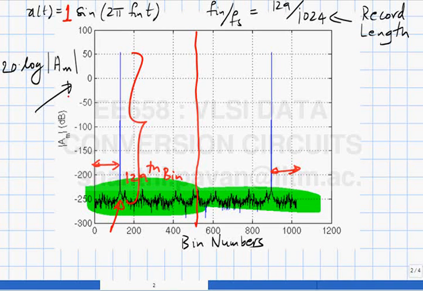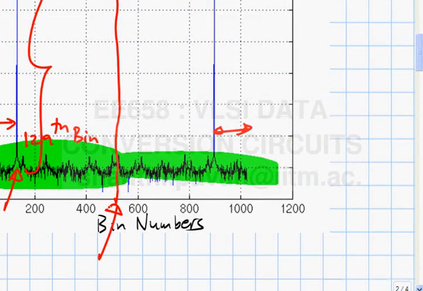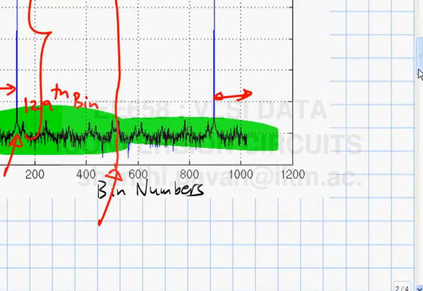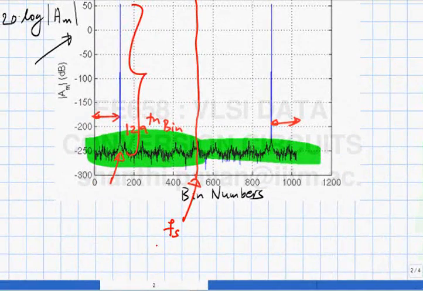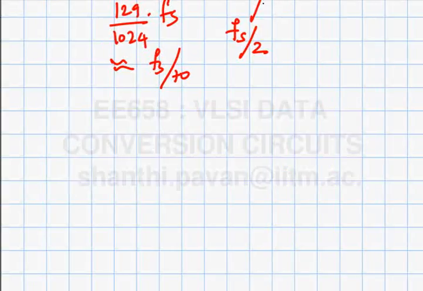And all the other tones can be simply read off from the graph. These are all bin numbers, but in principle this can also be mapped onto a frequency axis. So this corresponds to Fs by 2, and this will correspond to 129 by 1024 times Fs, which is approximately Fs by 10. Now everything seems fine and clean when Fin by Fs is exactly 129 by 1024.